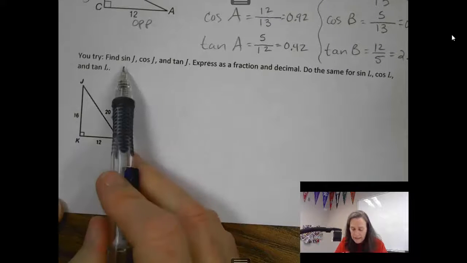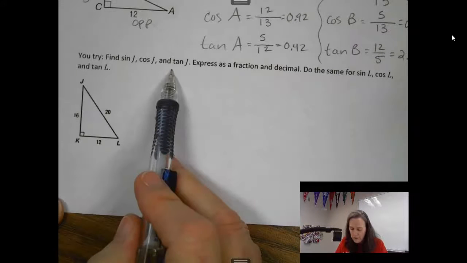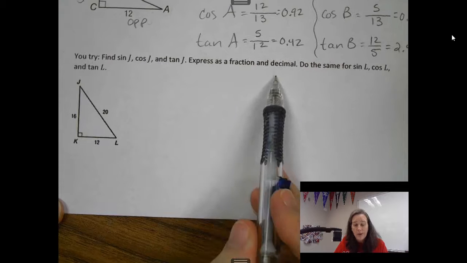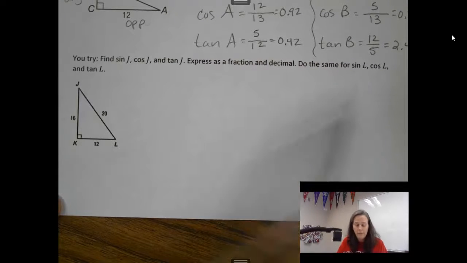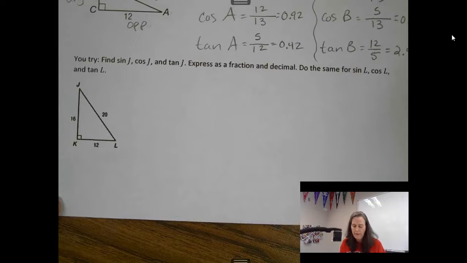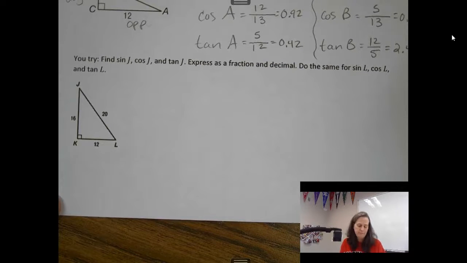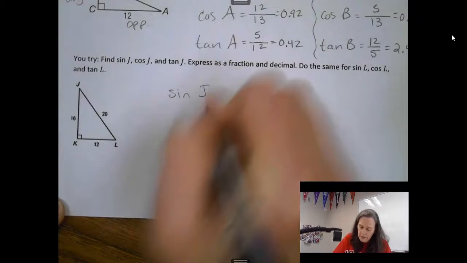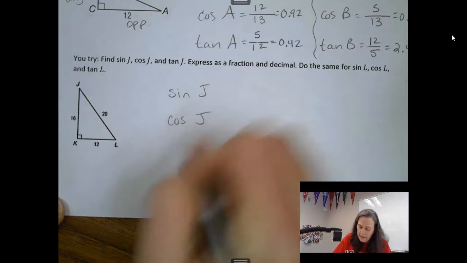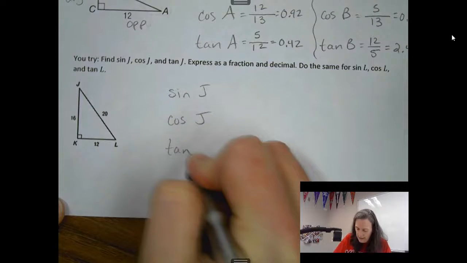Slightly different triangle, right? Find the sine of J, cosine of J, tangent of J, fraction and decimal, and then switch it around and do angle L. Use angle L. So pause your video and work on that for a second. All right, let's do some checking. Did you get sine of J, cosine of J, tangent of J?